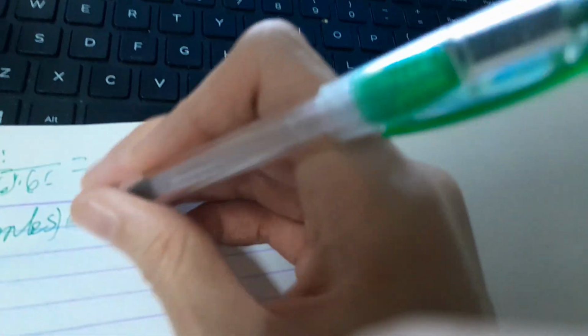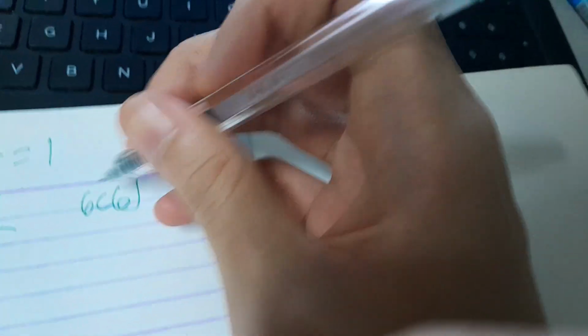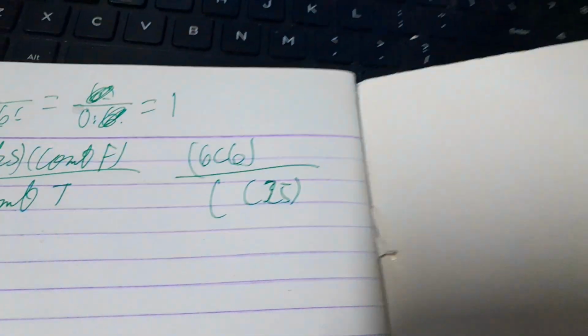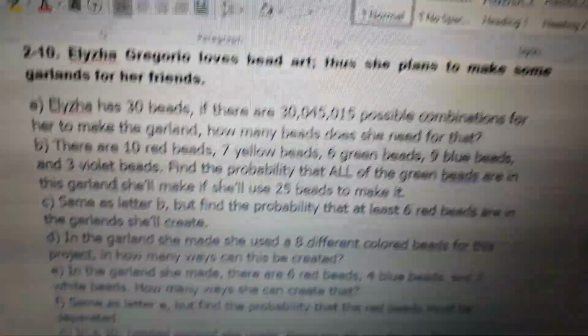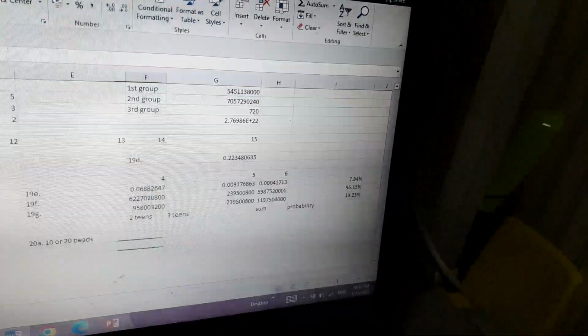Okay? And then this is the combination formula: combination of success times combination of failure, divided by combination of total. Remember, the combination of success is 6C6. But if she were to use 25 beads all in all, this will be 30, 25, that'll be our total. But what is the total here? We need to sum up all the red beads, the yellow beads, the green, the blue, and the violet.